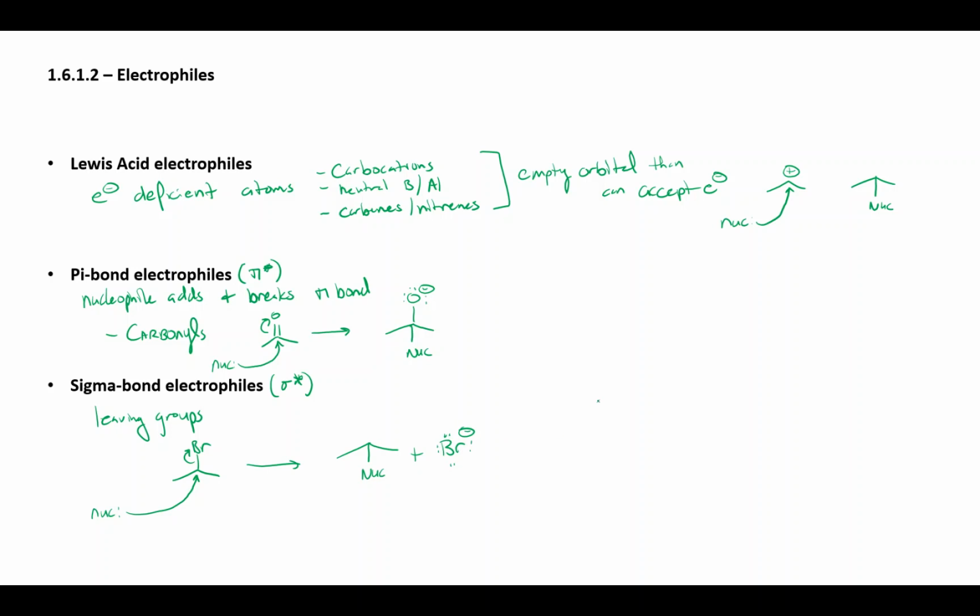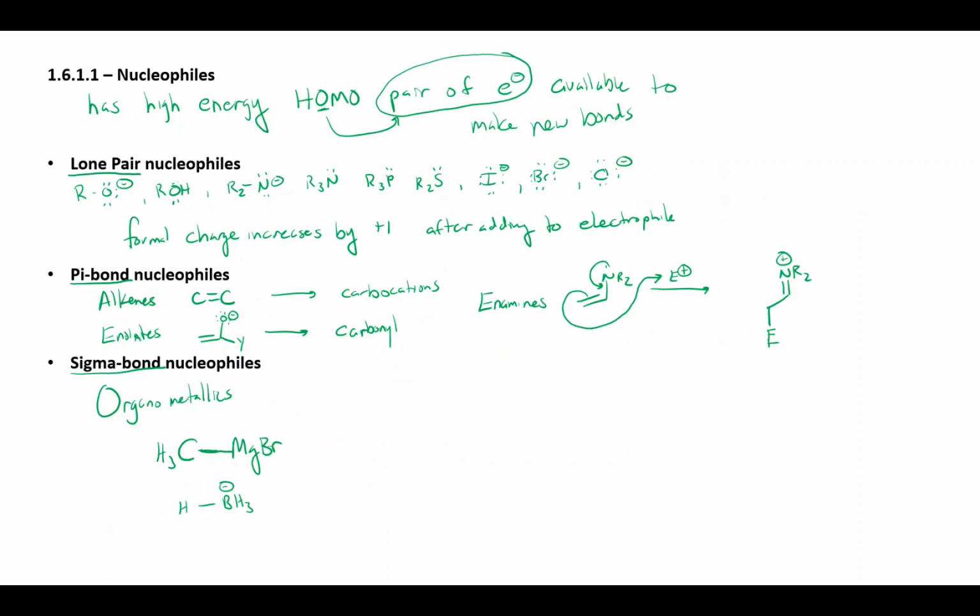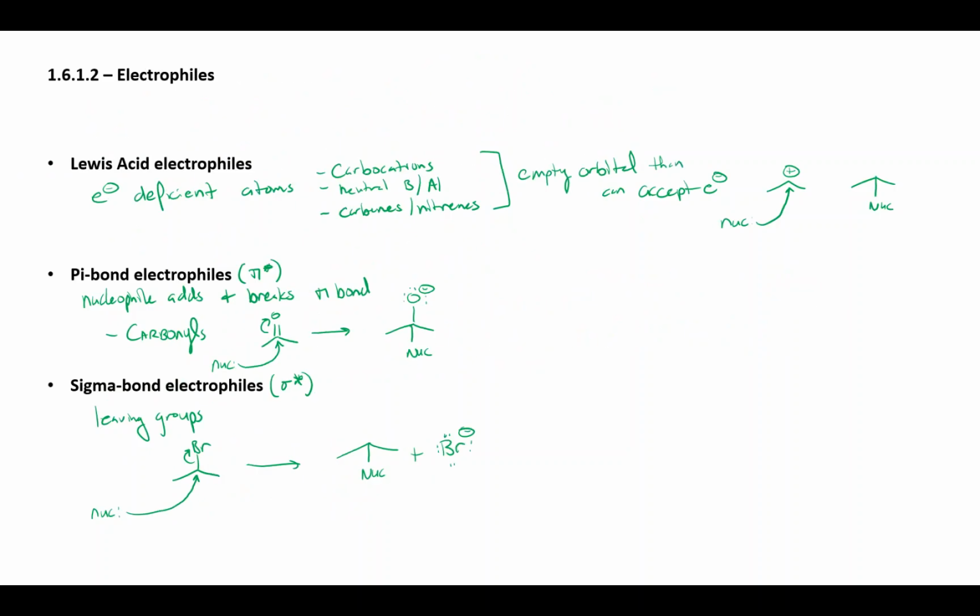So in the case of electrophiles, we can break pi bonds or sigma bonds, and when we break those bonds, we're creating new lone pairs on the neighboring atoms, right? So as we go through these polar mechanisms, when we talk about nucleophiles and electrophiles, we will consistently see one of these three types of nucleophiles: a lone pair, pi bond nucleophile, or sigma bond nucleophile, reacting with one of these types of electrophiles, right?